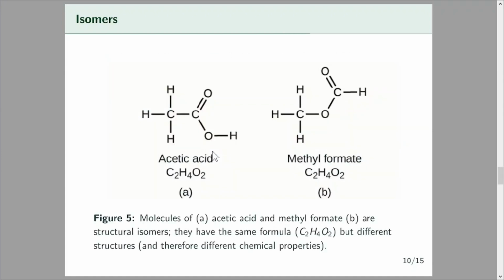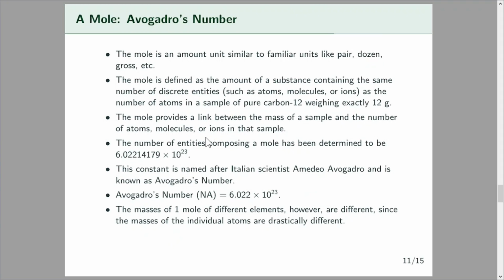So this is acetic acid. You can see it's got 2 carbons, 4 hydrogens, and 2 oxygens. Methyl formate also has 2 carbons, 2 oxygens, and 4 hydrogens. But they have very different structure, and so they act differently. And so we call these isomers. All right.